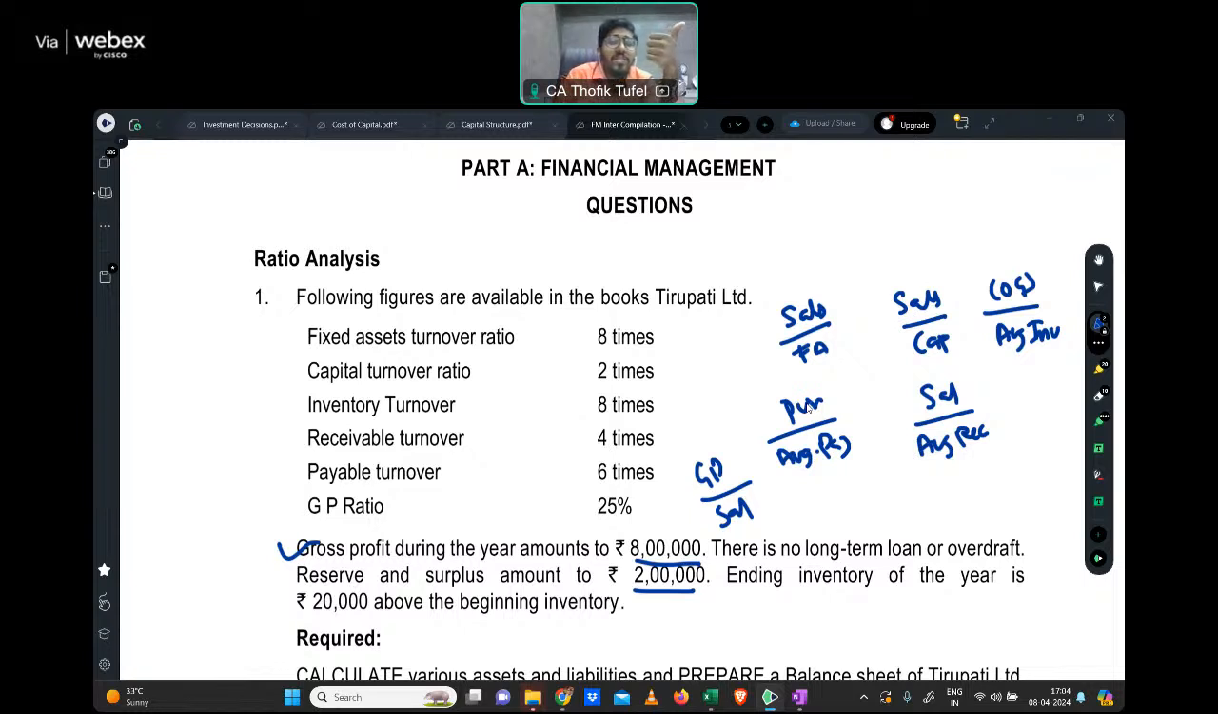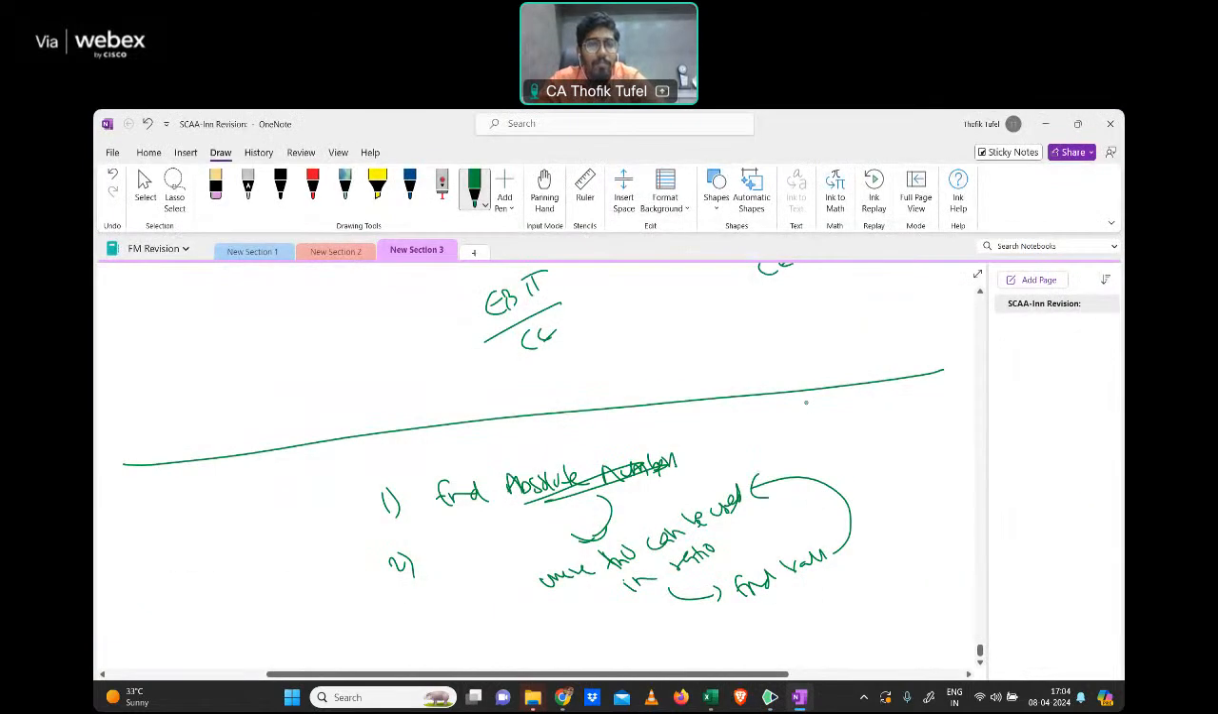So apply it and first find the sales. Once you know the sales, you can find the COGS. Once you know the COGS, you can find all the values. Fixed asset, capital, inventory, receivables, you can find them. Are you all with me? Okay sir, please do it and show us.